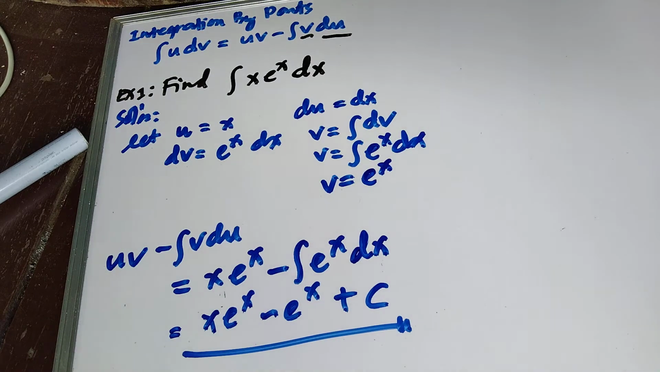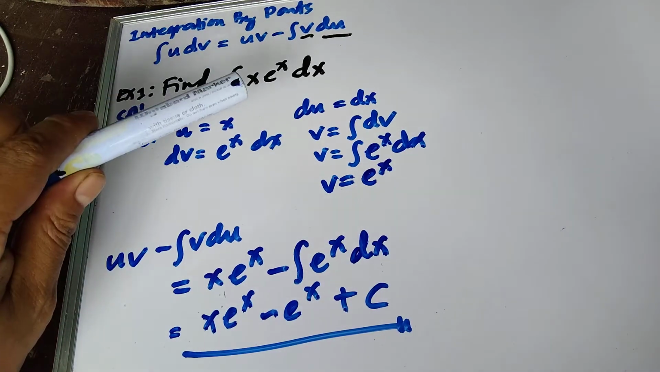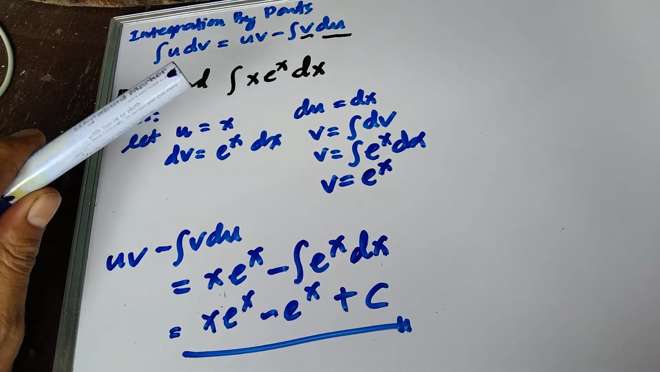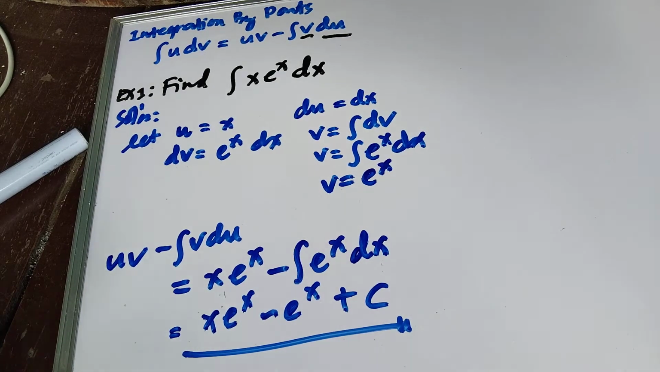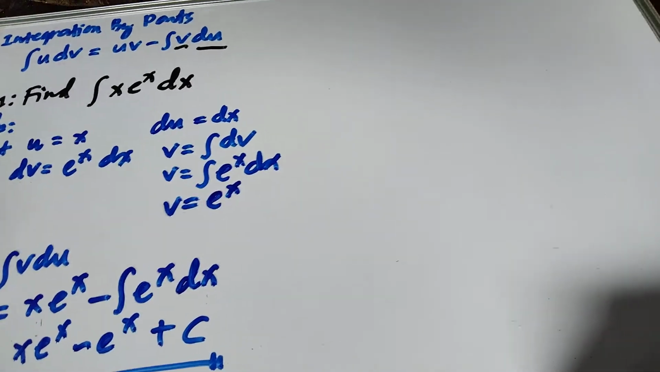Take note in our lecture notes. I specified here that your u will be the simpler one, and the dv would be the complicated one. But in example number 1, it is of the form 1. Okay, I hope you understood so that we can move on to example number 2.